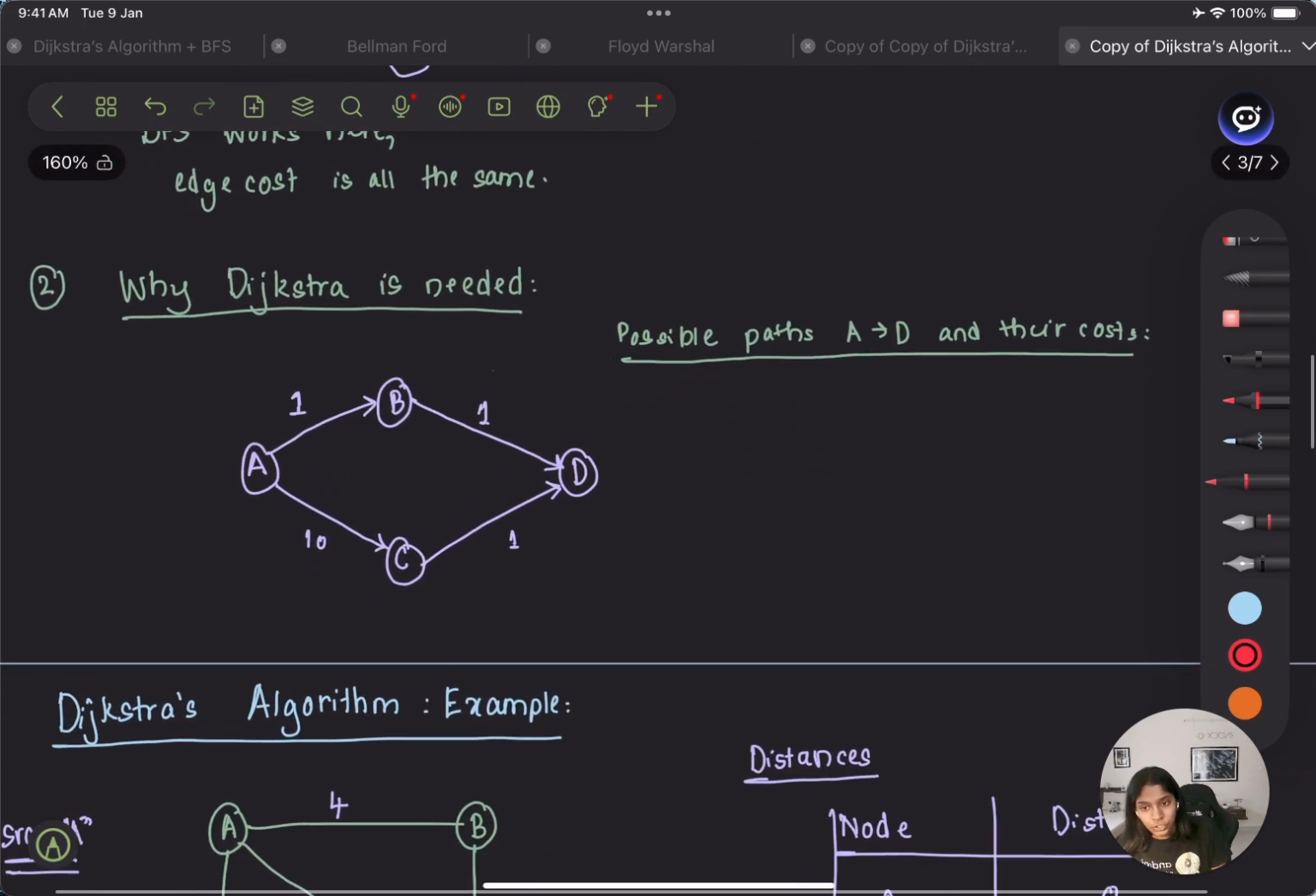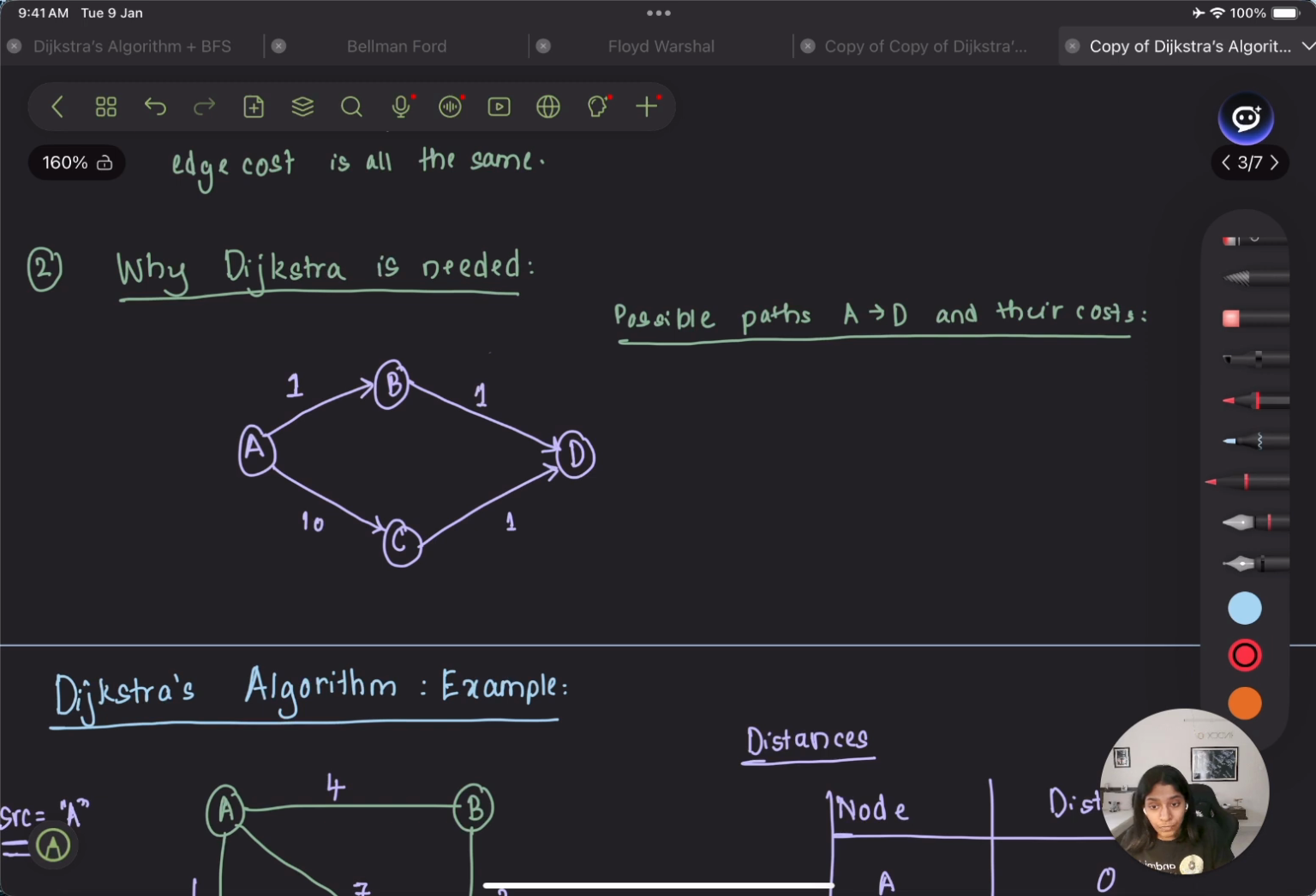And why do we need Dijkstra? Okay, so now we have a weighted directed graph. Let's look at the same thing. A is our source and B is our destination. If I look at the same path that I took earlier, A to B to D, my cost would be 1 plus 1, and my total cost here is 2.